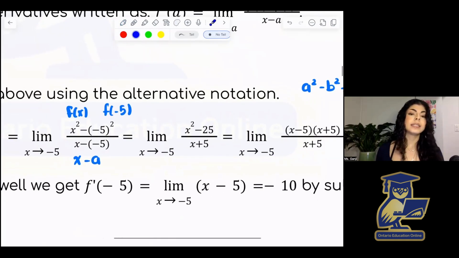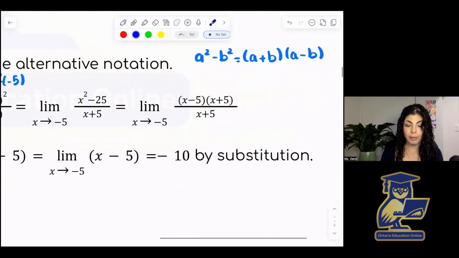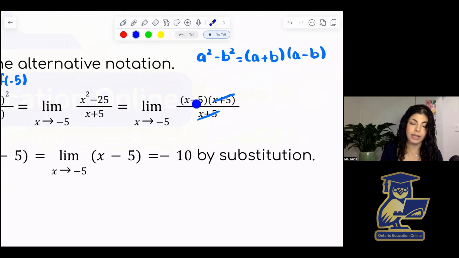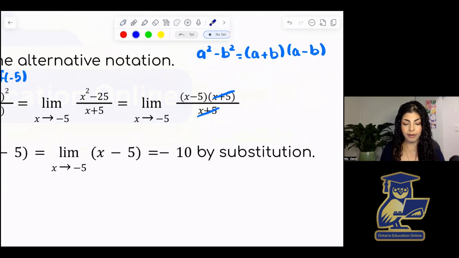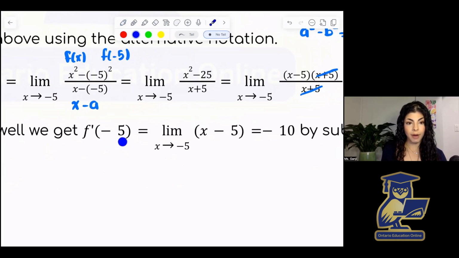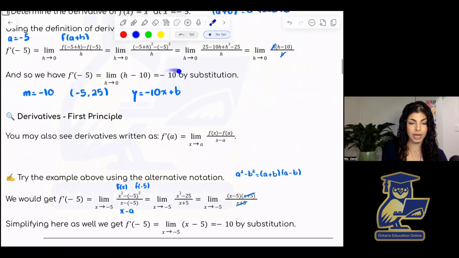And same thing as above. The reason why I can't solve this right away is because, you'll see it a little better maybe here, -5 plus 5 is 0. And I don't want a denominator of 0. I can't solve that. So that's why I needed to come up with this expression, because now I can simplify these two, and I'm left with x minus 5, which I can actually solve through substitution of x approaching -5. And that's what I've done exactly here. So I just rewrote it as f prime of -5. We get that this limit, through substitution, is -10, which is exactly equal to this -10 here.